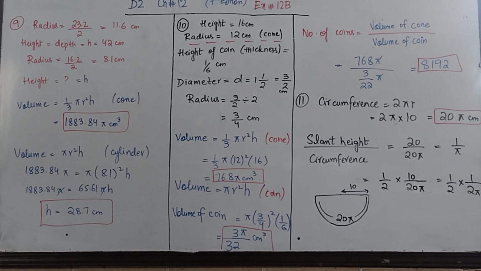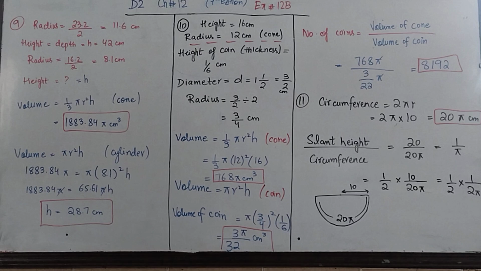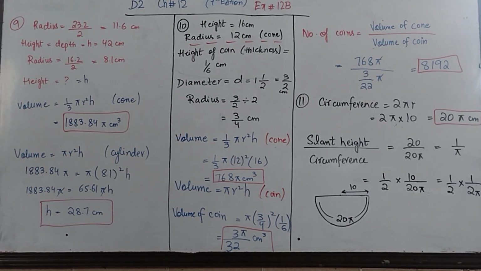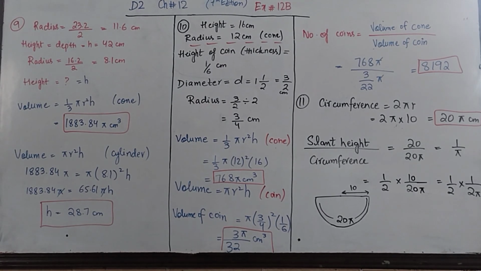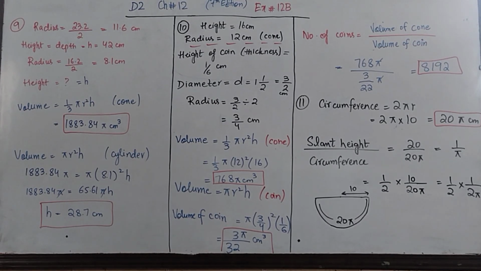Now let's move towards question number 10. In question number 10, a conical block of silver has a height of 16 centimeter and a base radius of 12 centimeter is given. The silver is melted to form coins 1 by 6 centimeter height, because it is the thickness, and thickness is the height, and one hole 1 by 2 centimeter in diameter. So this is your diameter. You have to convert this mixed fraction into a fraction. Find the number of coins that can be made.